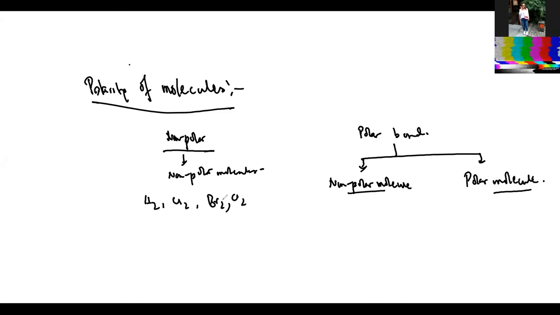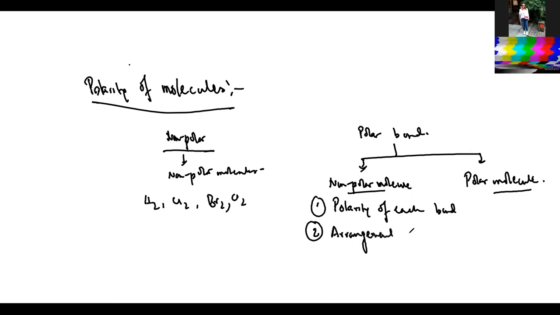What will it depend on? Bond angles. Exactly. It depends on the bond angles. So, not only bond angle, it depends on a number of things. One is the polarity of each bond, and number two is the arrangement of the bonds in the molecule, or shape of the molecule.